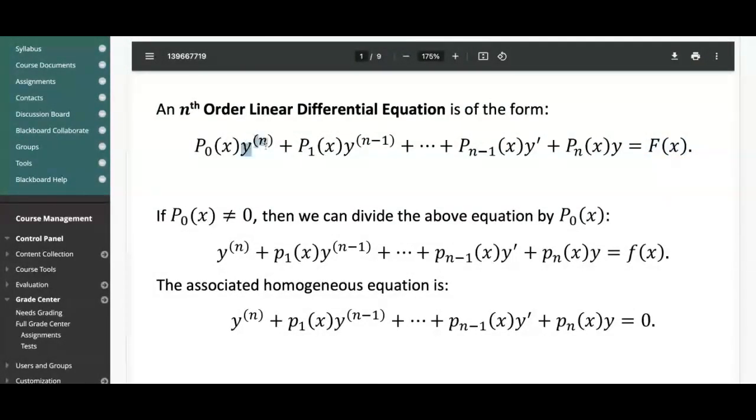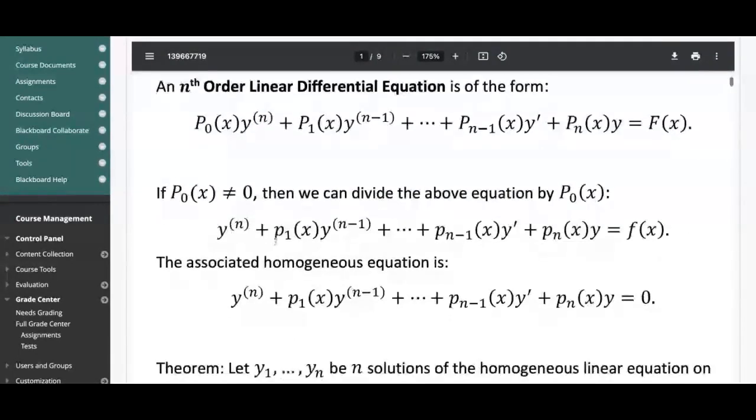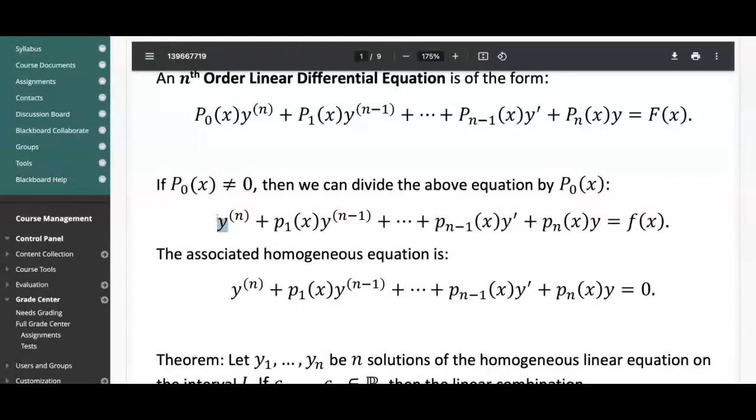If the coefficient of the nth derivative is not zero, then we can divide the above equation by it. Then what do we get? We get, in this case, y to the nth derivative, and the coefficient becomes 1 now.